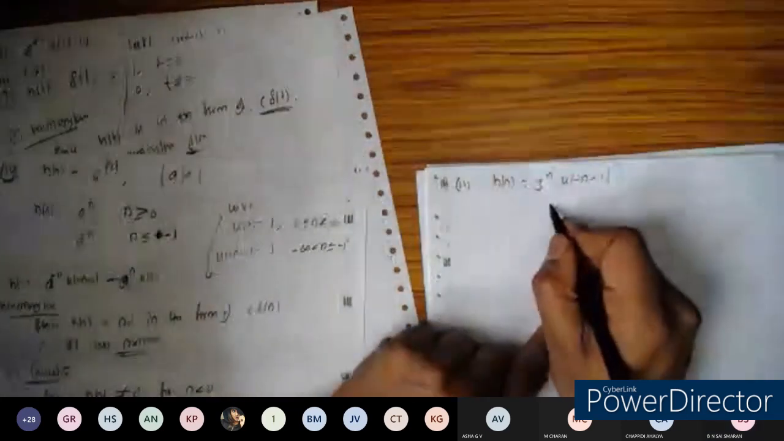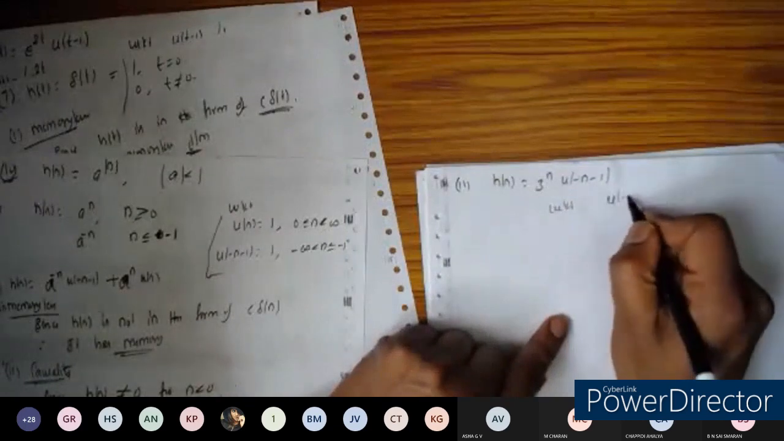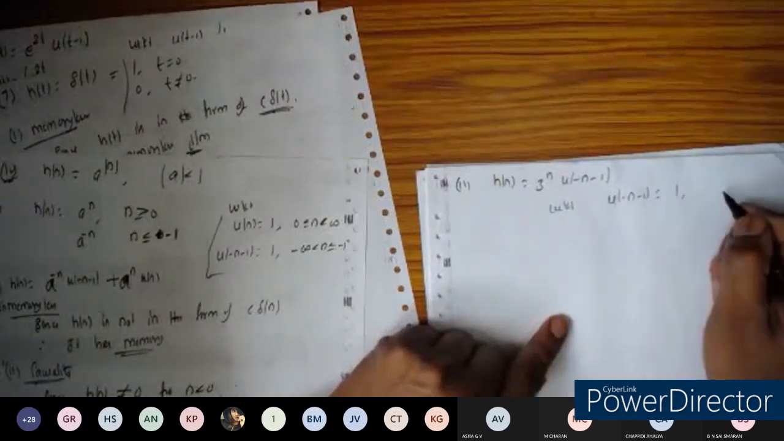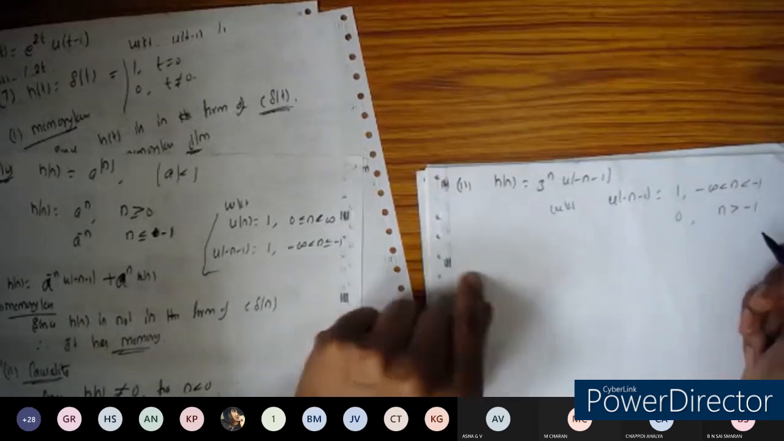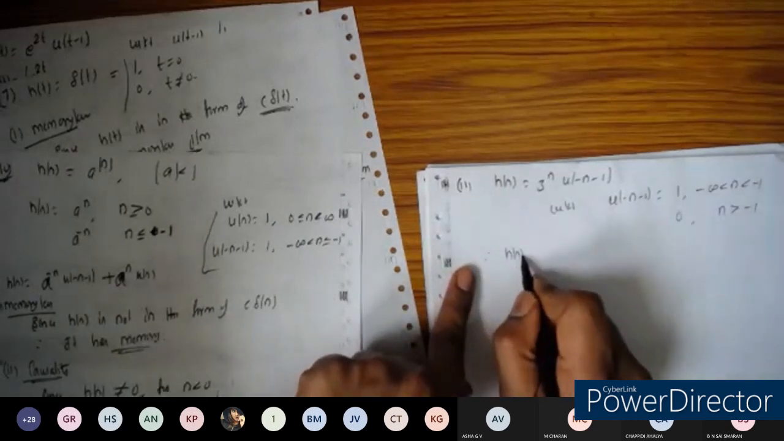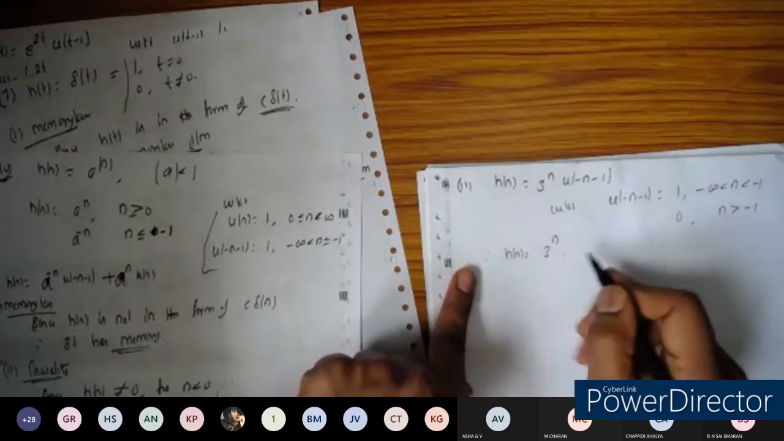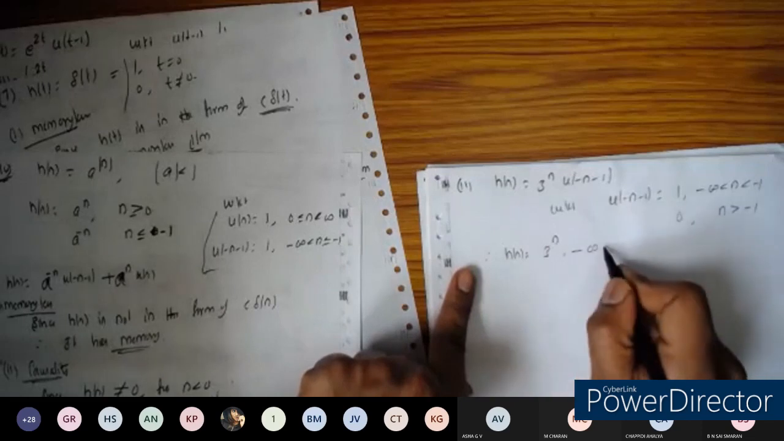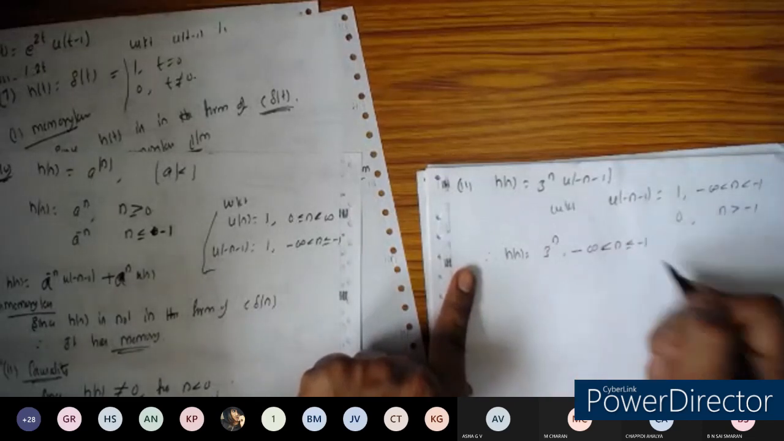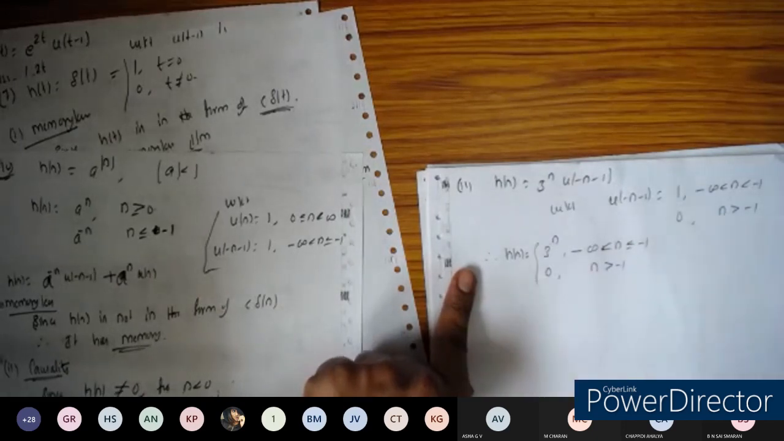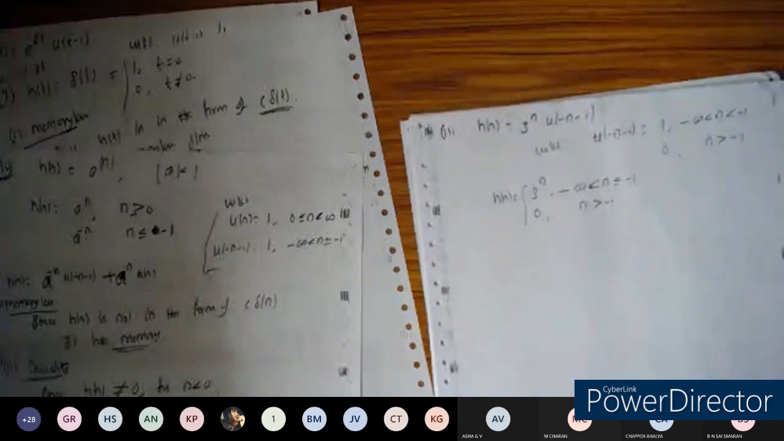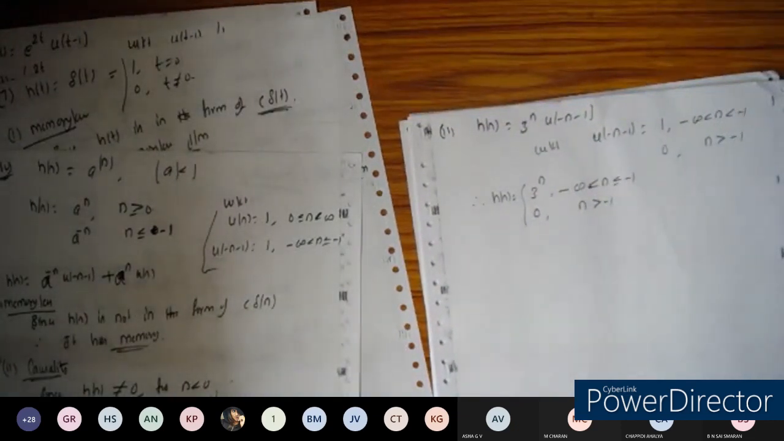So we know that u of minus n minus 1 is equal to 1 for minus infinity less than n less than or equal to minus 1, and 0 for n greater than minus 1. Therefore, we can write h of n is equal to 3 to the power of n for minus infinity less than n less than or equal to minus 1, and 0 for n greater than minus 1. So if it is in this form, we can verify the properties here.